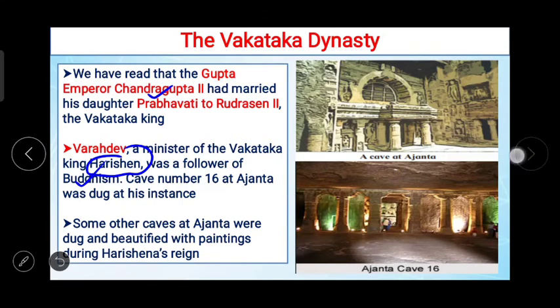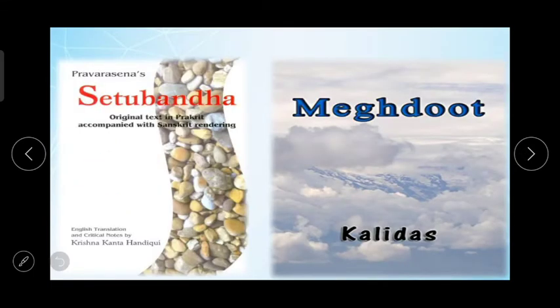Next one now, the Vakataka king Pravarsen II composed Setubandh in Maharashtri, a Prakrit language, and Kalidasa's Meghdut also belongs to this period. Which one is very famous? Kalidasa's Meghdut. So this Meghdut written by Kalidasa was also written in this period. Not only this, Pravarsen II also wrote Setubandh at that time in the Maharashtri Prakrit language.